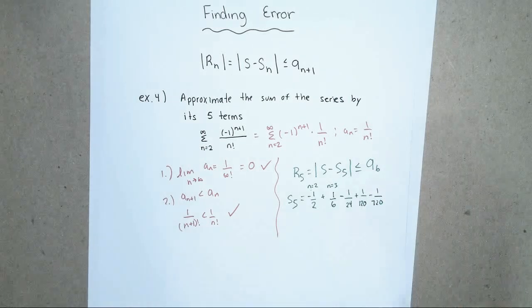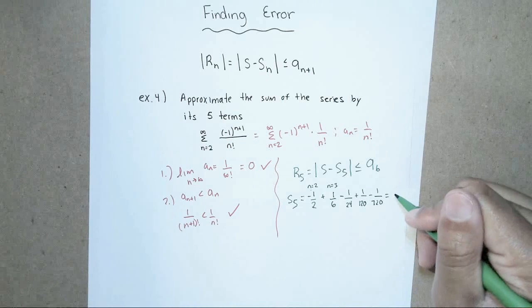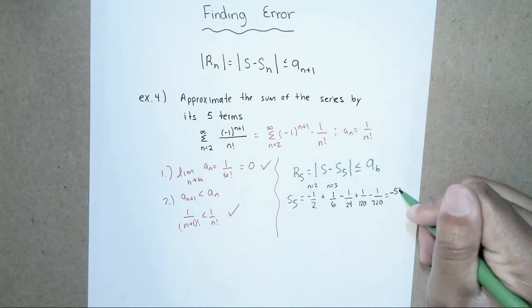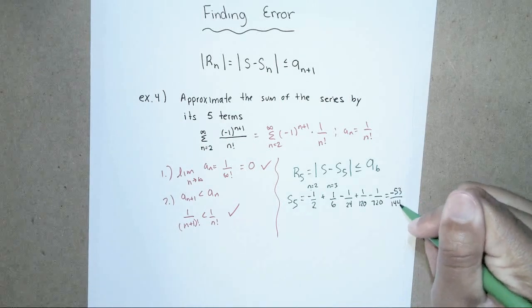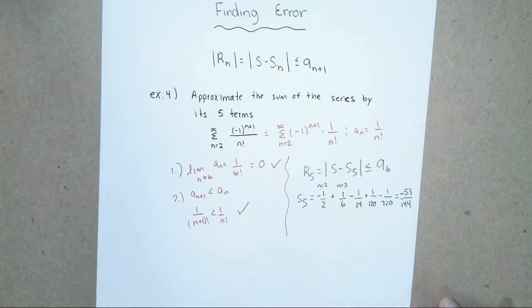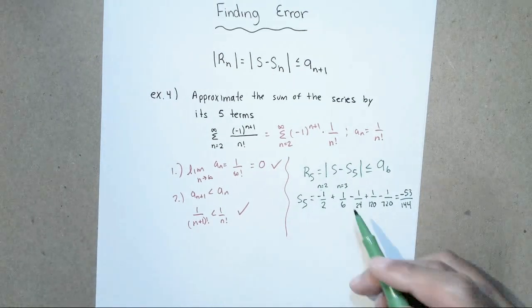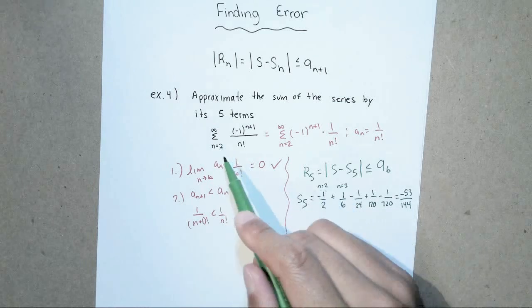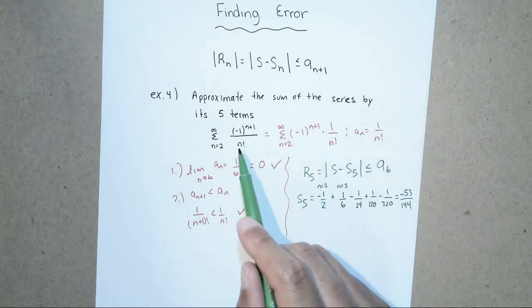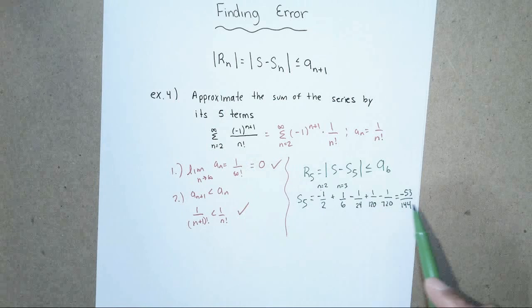And this is going to combine to give me -53 over 144. So my partial sum of the first 5 terms is -53 over 144. Remember, what we're doing is taking our second term, third term, fourth term, the first 5 terms, plugging them into the original series, getting these numbers, and adding them up.